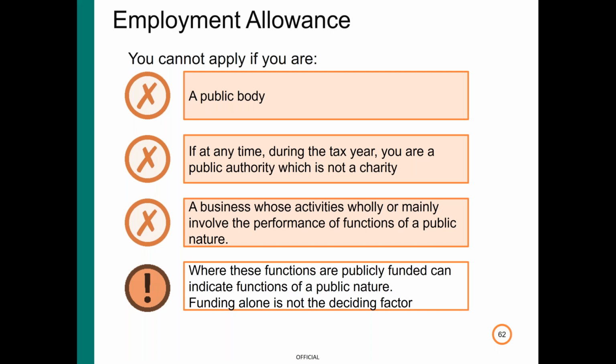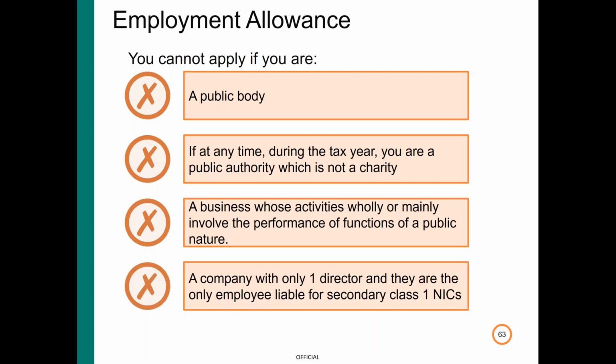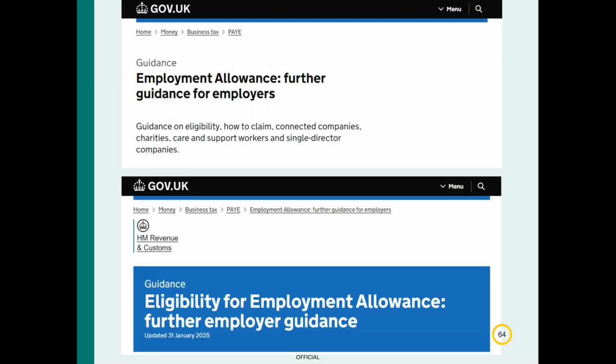Where these functions are publicly funded can indicate functions of a public nature. However, funding alone is not the deciding factor. Or a company with only one director and that director is the only employee liable for secondary Class 1 NICs. If you're not sure and want to find out more, you can check if you're eligible on the gov.uk website. There are links in the handouts to employment allowance, further guidance for employers, eligibility for employment allowance, further employer guidance.